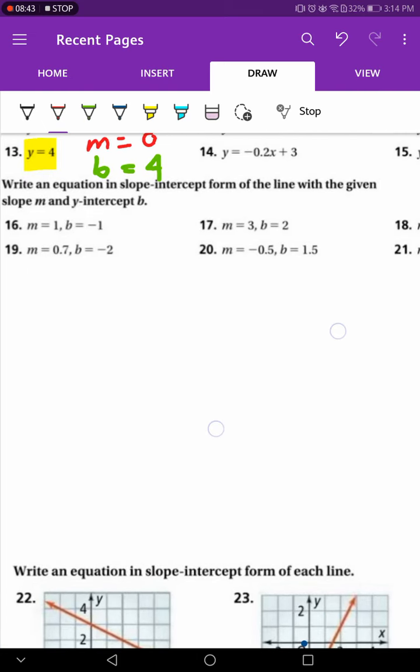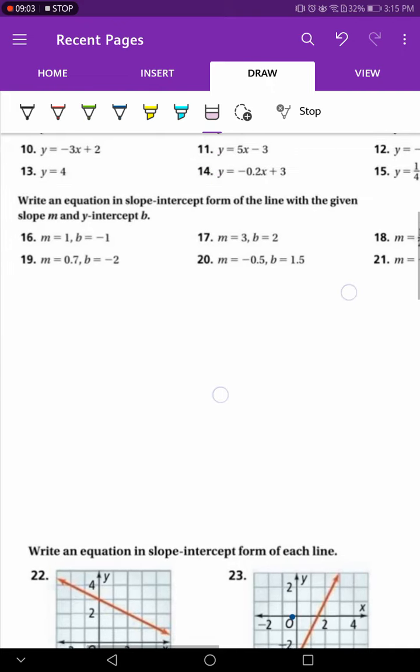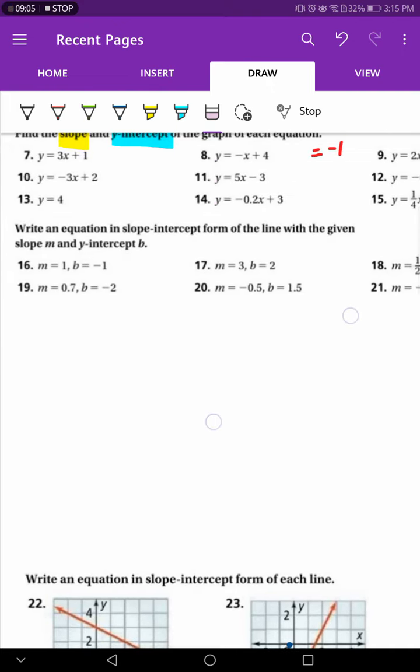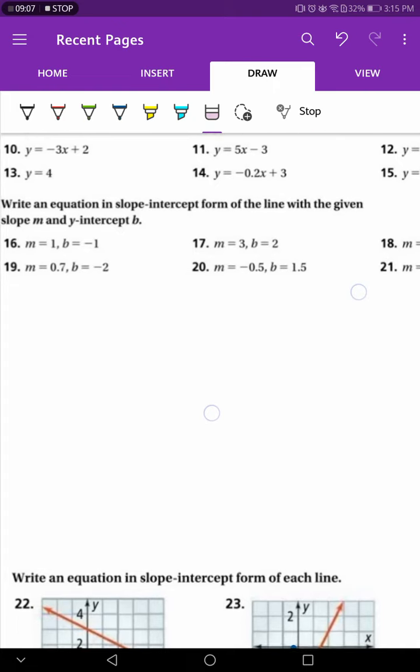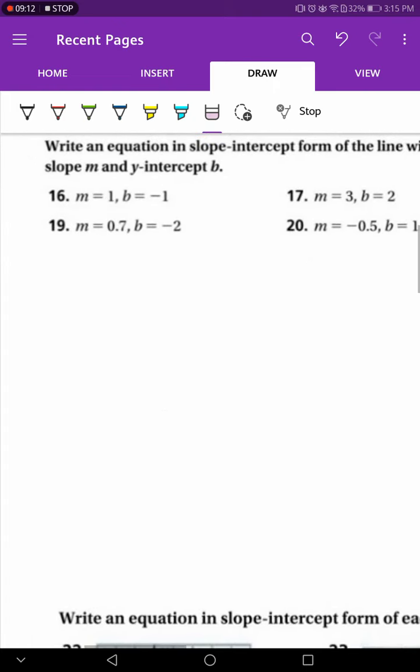Okay, now write an equation in slope-intercept form of the line with the given slope m and the y-intercept. In the previous exercise, he asked me to find the slope and the intercept from the equation. Now, he gave me the slope and the y-intercept, and asked me to write the equation.